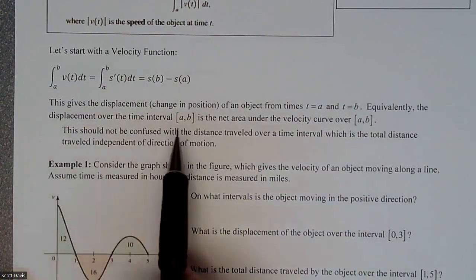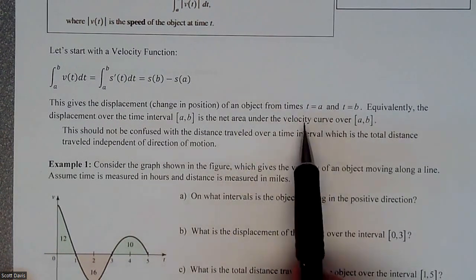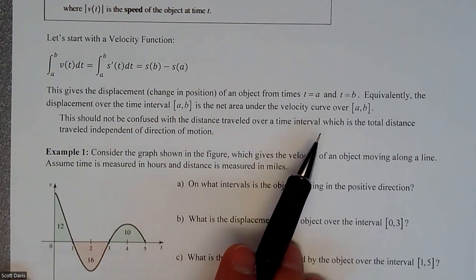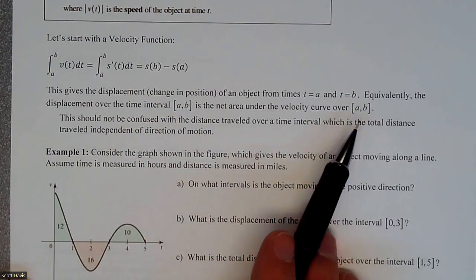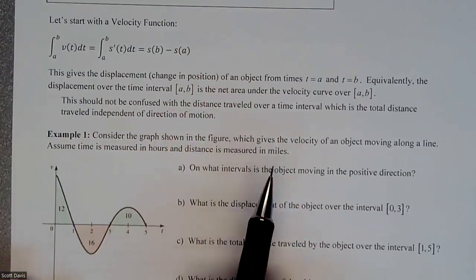And remember that displacement is a net area, right? So it's the area under the velocity curve. So this should not be confused with the distance traveled over a time interval, which is the total distance. That would be different. We would really need to separate out some positives and negatives on this.